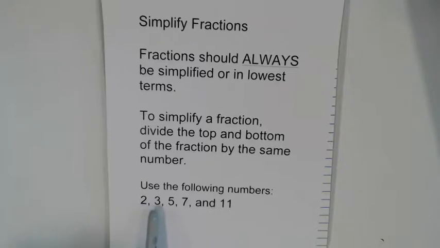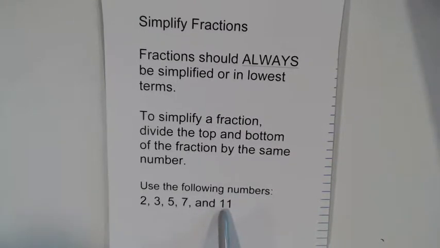Once 2 doesn't work anymore, go to 3. Divide the top and the bottom by 3 until it doesn't work anymore. Same with 5. Once 3 doesn't work, go to 5. Divide the top and the bottom by 5. Once 5 doesn't work anymore, go to 7. Once the numbers in your fraction are smaller than the ones that you're trying, you've probably got it in simplest terms, or you have simplified it.